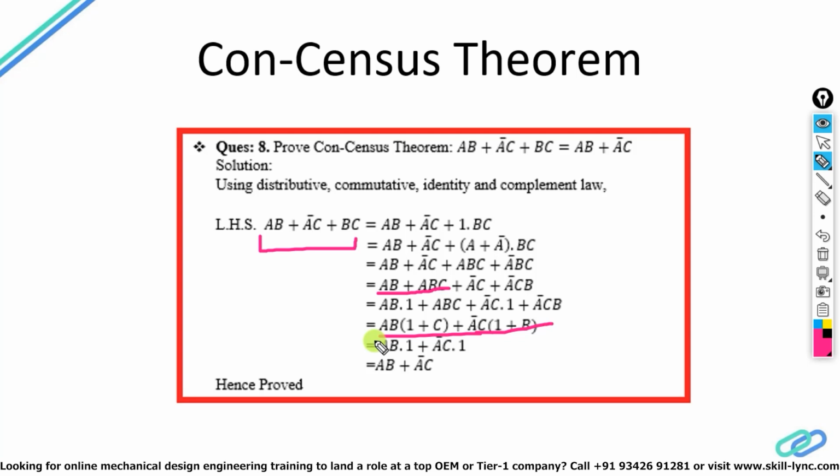So this is how we can prove the consensus theorem. Now let's take one more example here. Any circuit can be given and asked to simplify it. Then you can simplify it using the Boolean algebraic laws, or the same question, or a function can be given to you.